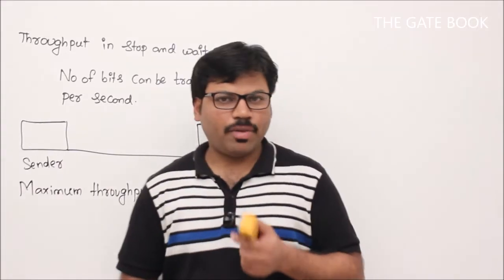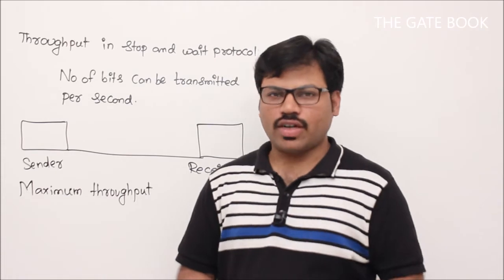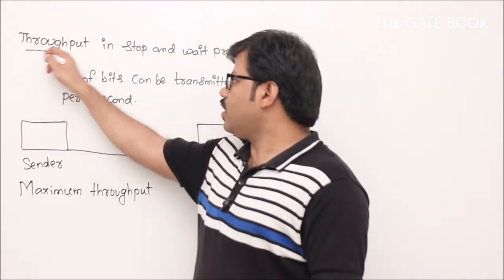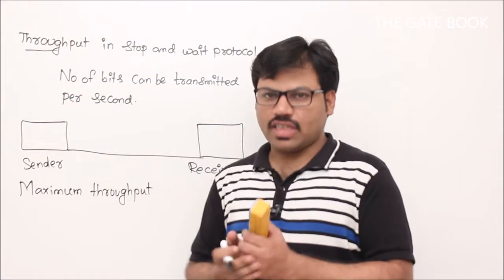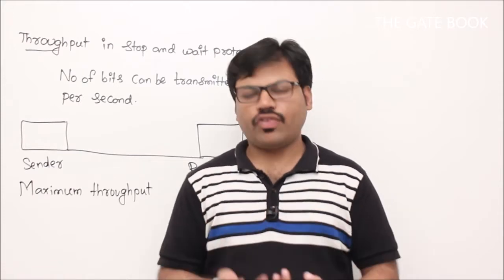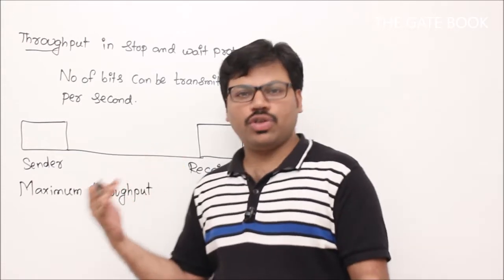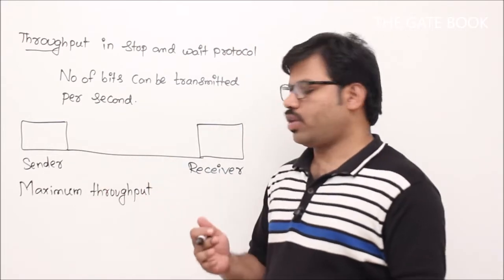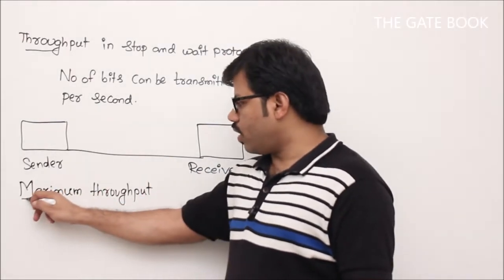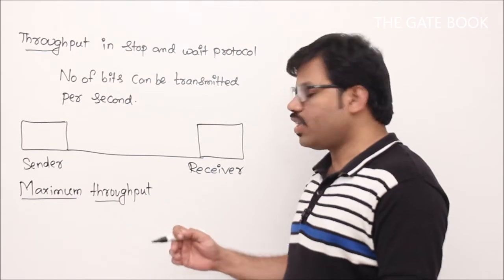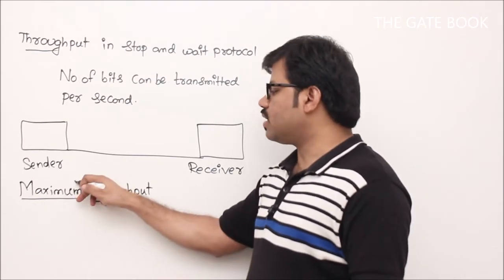Now we'll see one more parameter in stop and wait protocol which is easy to understand, that is throughput. So what is throughput? Generally throughput is nothing but, because of your software protocols or anything, whatever it is, how much bandwidth you are able to use. Okay, that is called actually throughput. Now in stop and wait protocol, what is the maximum bandwidth you can utilize? That is also known as maximum throughput.